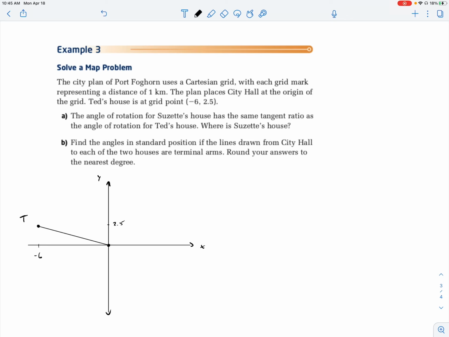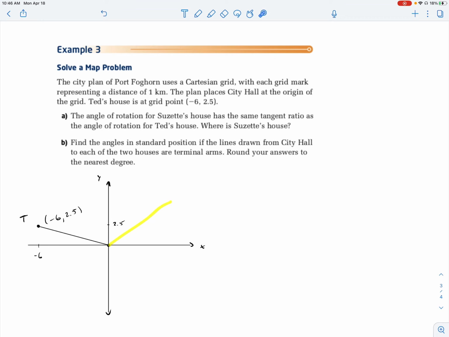Now it says the angle of rotation for Suzette's house has the same tan ratio as the angle of rotation for Ted's house. So where is Suzette's house? If this ordered pair is (-6, 2.5), then where else could I have a tangent ratio that's negative? Remember, tan is y over x. So that would give this a negative ratio, 2.5 over -6.